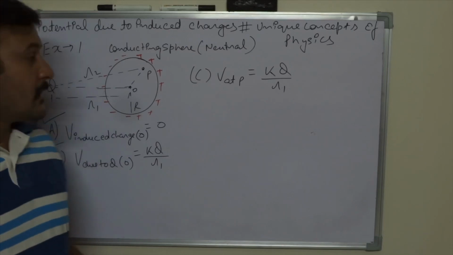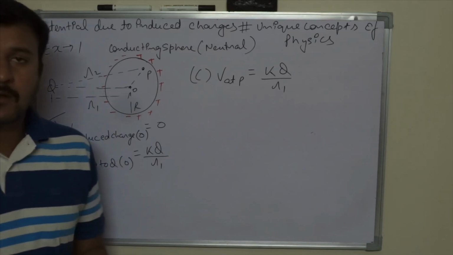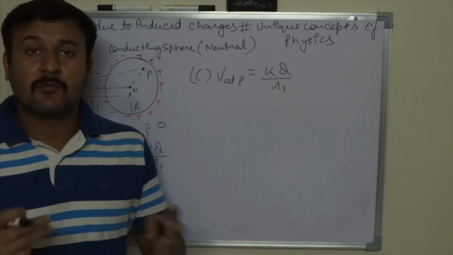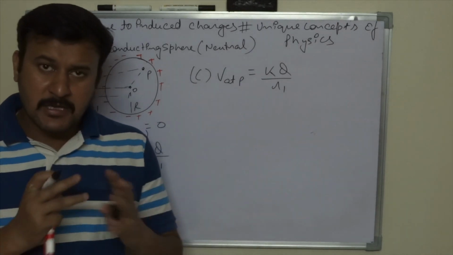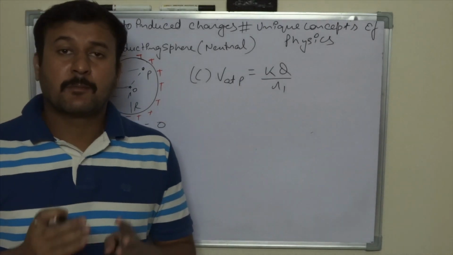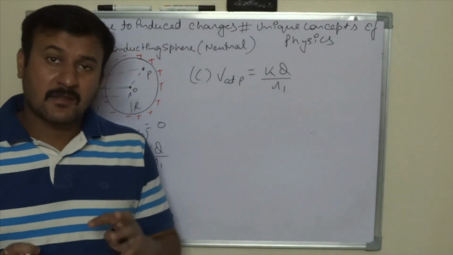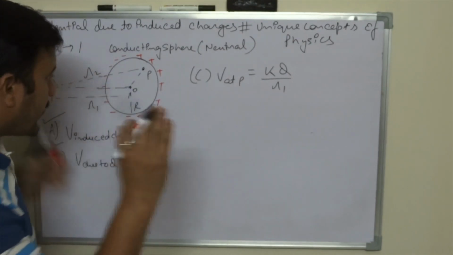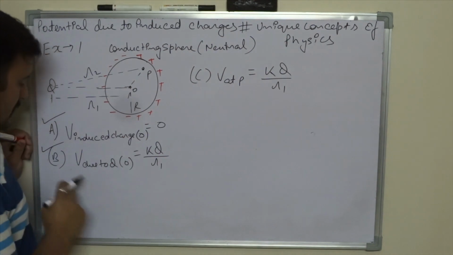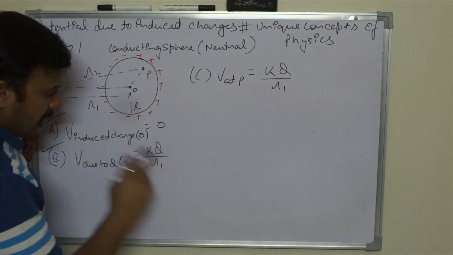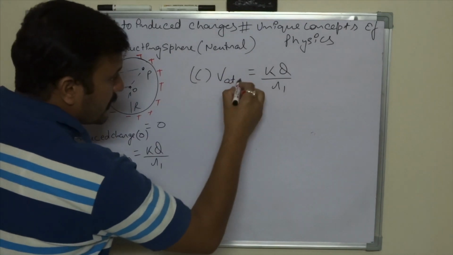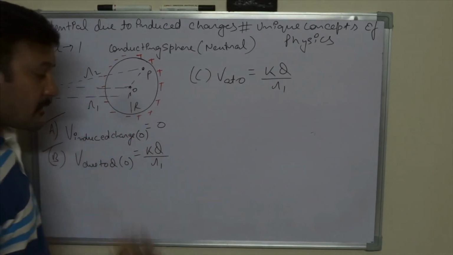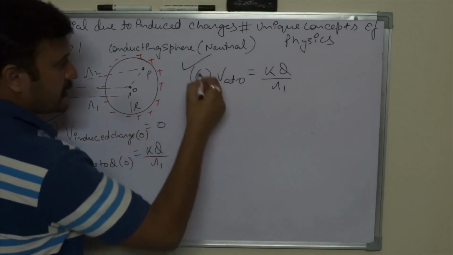Why am I saying so? Because we all know that the electric field inside the metal is 0, which makes the volume of metal an equipotential volume, which means that at each point inside the metal the potential is the same. And that same potential is equal to the potential of the center. We have already calculated the potential of the center to be KQ by R1. First of all, I am writing the net potential at O. So net potential at O will be the sum of these two potentials, and hence option C is correct.